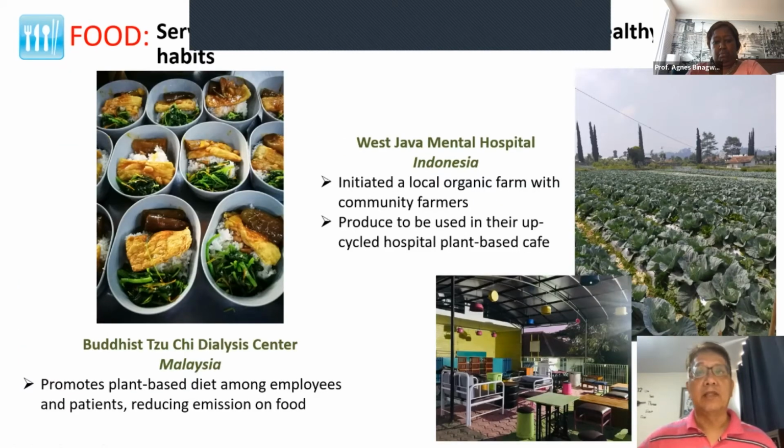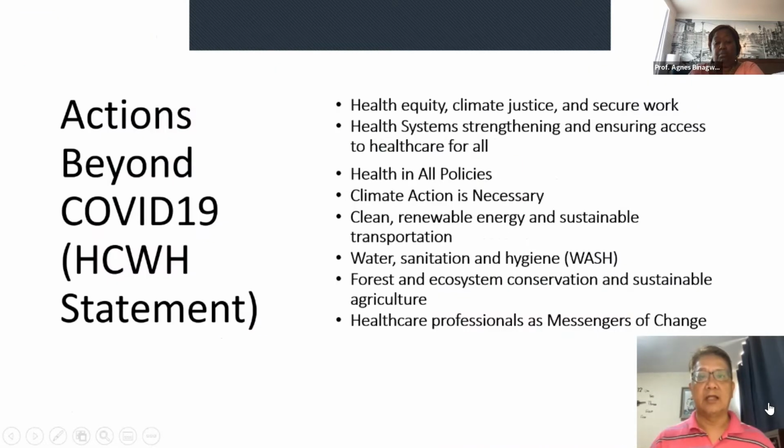Other ways of addressing the pandemic-related environmental crisis, as well as the pandemic's contribution to emissions, is that hospitals serve sustainably grown food and foster healthy habits. Take the case of the Buddhist Tzu Chi Hospital in Malaysia and the West Java Mental Hospital in Indonesia.